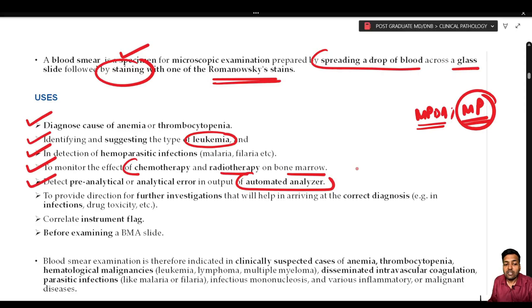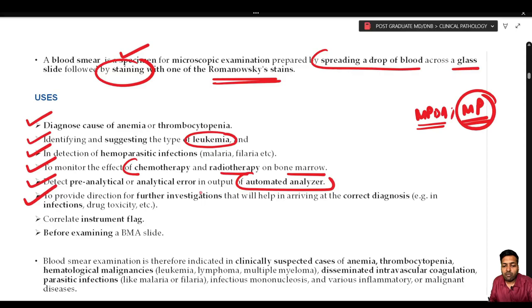If, for example, the machine findings are not correlating with the findings that you are finding under the microscope, that means something is wrong with the machine or something is wrong with the analyzer. So that means there is some kind of problem in the machine. This diagnosis can be made only in that particular way, because whatever you are looking at under the PBS is completely correct, because what you are seeing is what is true. So to find out any discrepancies between the machine finding and your finding, this is very important. So for quality control, to find any pre-analytical or analytical error, we are doing the PBS as well. Then, to provide direction for further investigation that will help in arriving at the correct diagnosis.